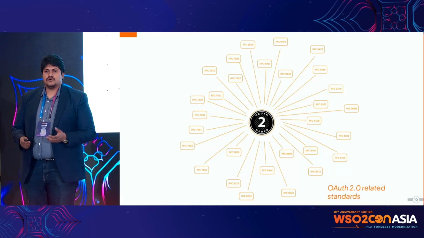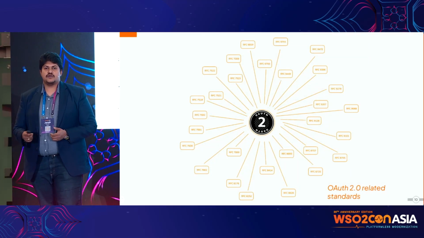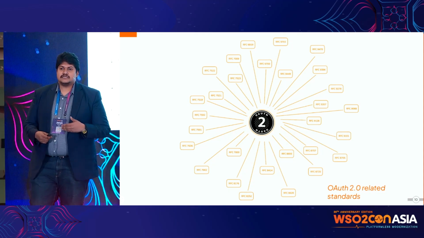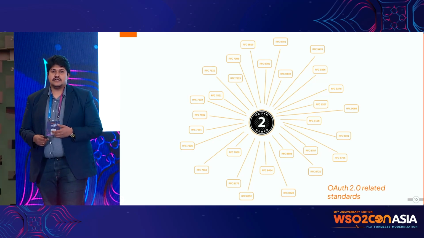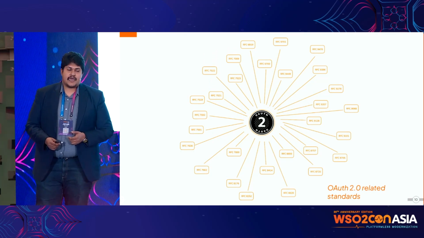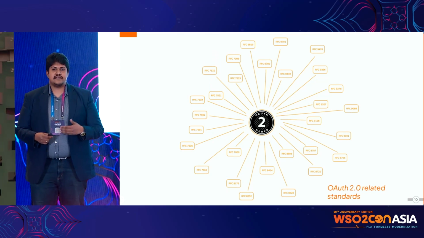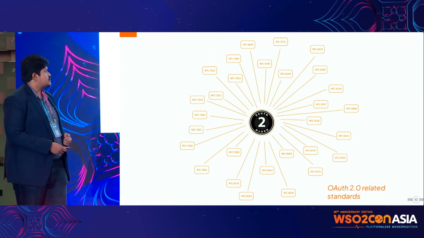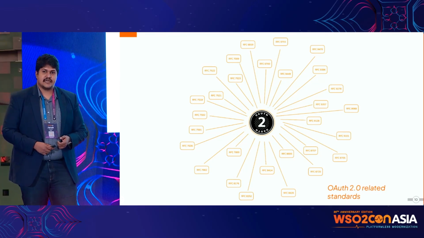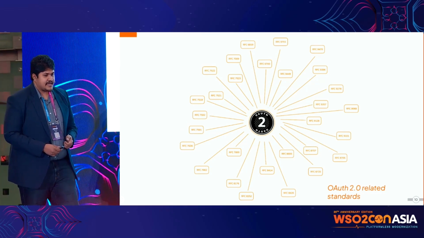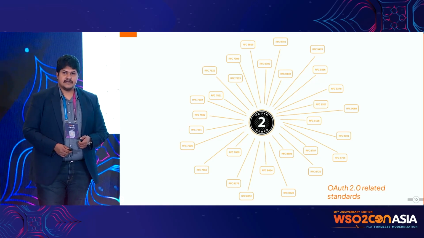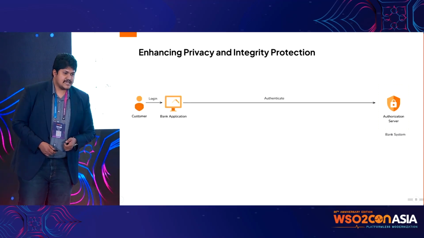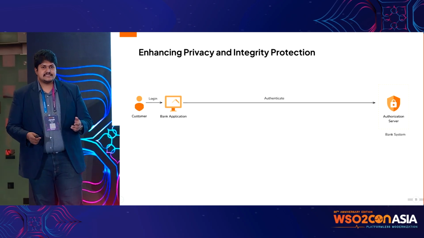OAuth 2.0 was introduced back in 2012. So that's over 13 years ago. Since then, there have been several challenges on the internet for security and user experience. And OAuth has gotten several extensions that help solve these problems. I would, of course, love to talk to you about all of these extension standards, but in the interest of time, I have selected a few of these standards, and we'll go through what problems they help solve. Let's dive in. Let's take an example.